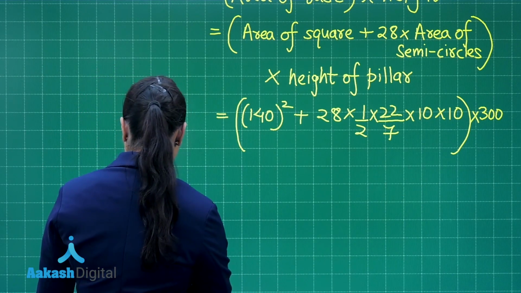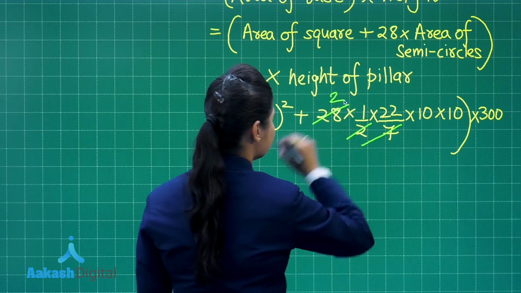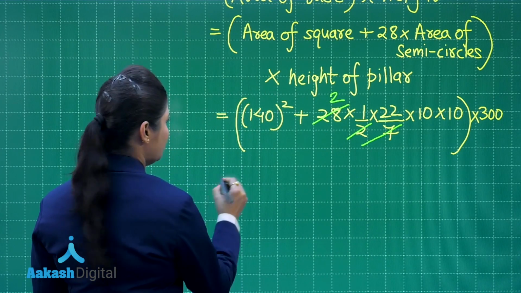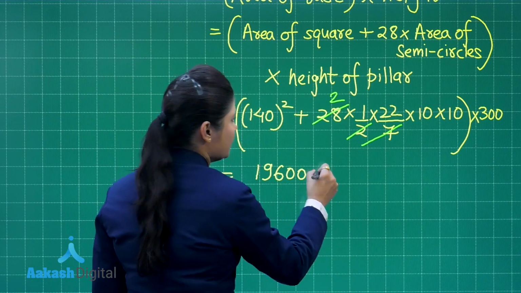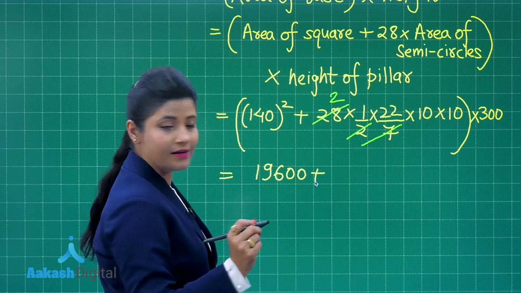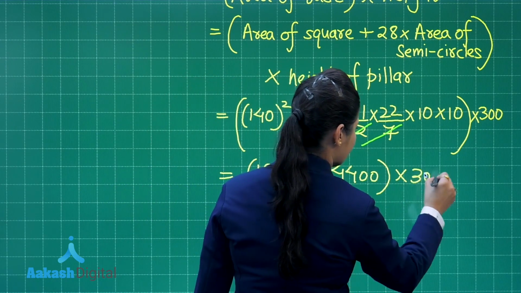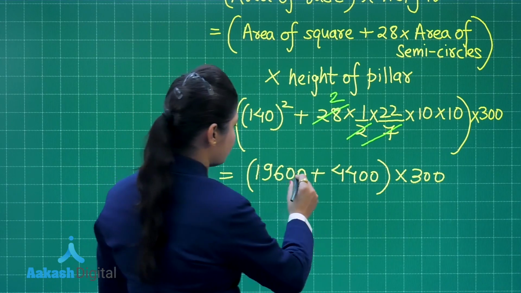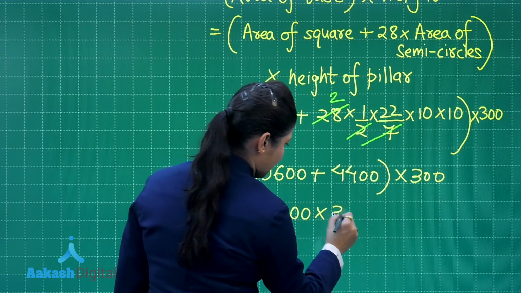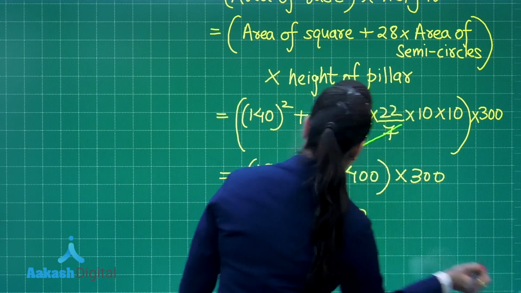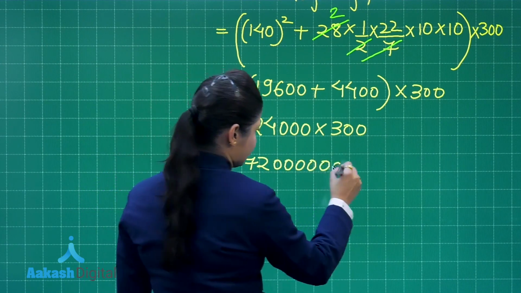Let's simplify this one. Here you will clearly observe that 7 into 14 simplifies 28 2 times, and it results here the value equal to square of 140, that is 19,600 plus twice of 22 into 100. This results 4400 into I have here 300. Let's simplify this one. When you add it up, on adding this, you clearly get the value equal to 24,000 into 300, which ultimately simplifies to the value that is this centimeter cube.